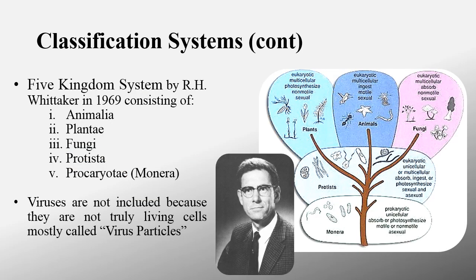Okay, in 1969, R.H. Whittaker came up with a five-kingdom system, including Animalia, Plantae, Fungi, Protista, and Prokaryote. You have to take note that viruses are not included in this five-kingdom classification because viruses are considered not living things. That's why people sometimes call them virus particles.